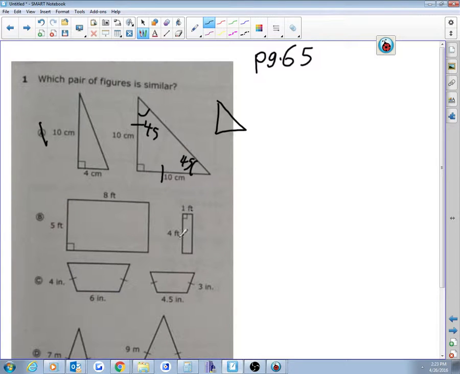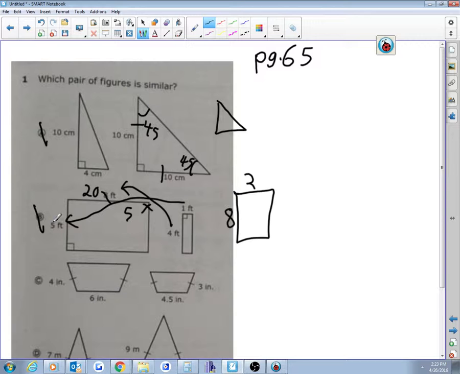So if this is a 1 to 4 rectangle, that would be similar to a 2 to 8, not a 5 to 8. If this size, actually the small side would be 5, so if that's 5 times as big, then the longer side would also be 5 times as big. That would have to be 20. So it could be a 5 to 20. Those would be similar as a 1 to 4, or a 2 to 8.